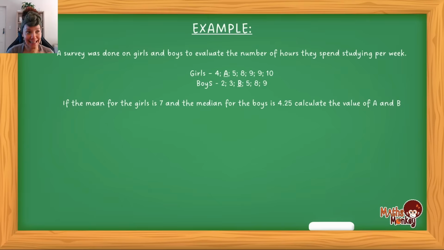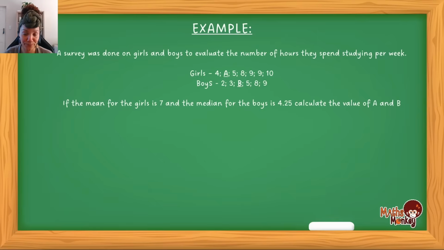So they've already done the calculation, but they are asking you to work back to find a value in the data set. This is the concept that I want to teach you how to do if this is how they ask the question. Okay, so let's have a look. The example says, a survey was done on girls and boys to evaluate the number of hours they spend studying per week. Girls, those amount of hours, boys, those amount of hours. Then it says, if the mean for the girls is 7 and the median for the boys is 4.25, calculate the value of A and B.